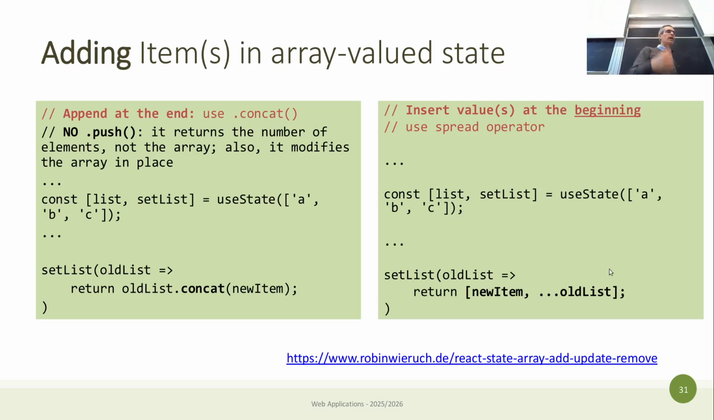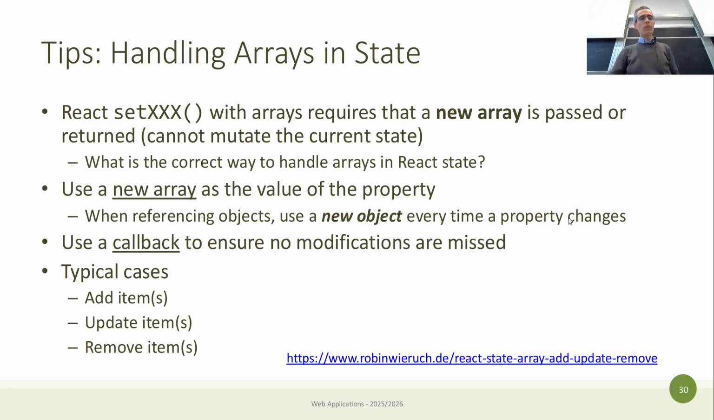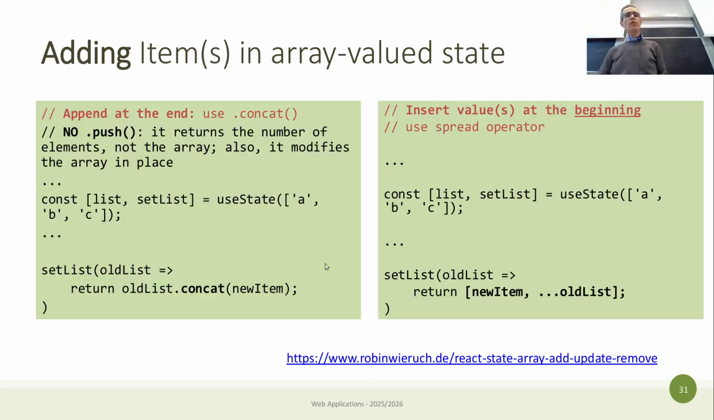So there is add, update, and remove items from the array. Adding items. Don't use push. It's very tempting, right? I mean, array push, and you add something at the end. Push doesn't work. Push doesn't return an array, so that's wrong. Already wrong from the start, okay? It returns the number of elements, not the array, so that's not what you want. Also, it modifies the array in place. We said we don't want to modify the array in place. We want to create a new array.